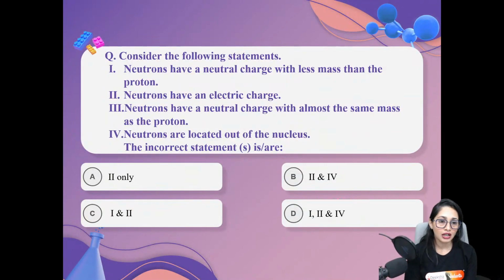Next question. Consider the following statements. 1. Neutrons have a neutral charge with less mass than the proton. 2. Neutrons have an electric charge. 3. Neutrons have a neutral charge with almost the same mass as the proton. 4. Neutrons are located out of the nucleus. The incorrect statement is or are? Which is the incorrect statement? Read out all the statements and give the answer.